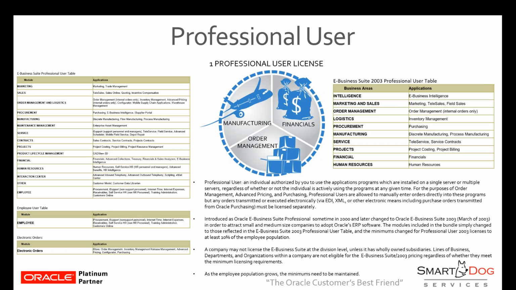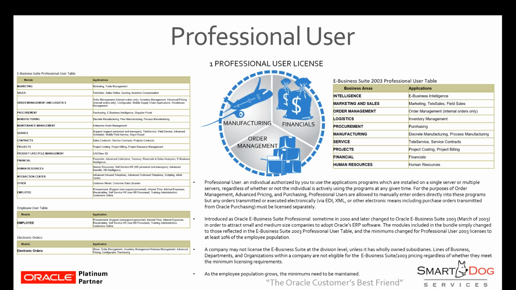So again, the eBusiness Suite professional license was introduced sometime in 2000 and then later changed to the 2003 license model. When you bought this, the client was not allowed to license the eBusiness Suite at a divisional level, unless it had a wholly owned subsidiary. So there were some restrictions in terms of at what level you could buy these eBusiness Suite licenses, in terms of lines of business, departments, organizations, etc.